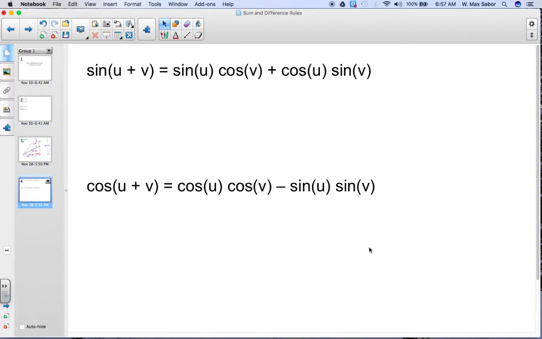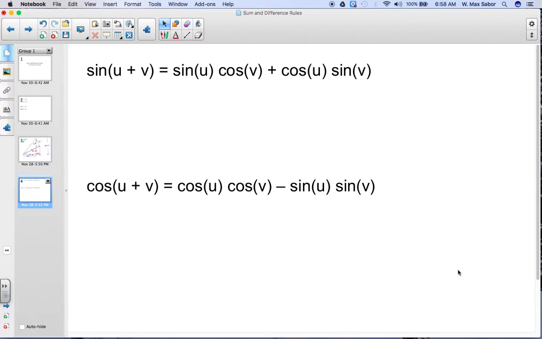Sine of u plus v equals sine of one angle times the cosine of the other angle plus the cosine of the first angle times the sine of the second angle. Please make sure you have these written down. And cosine of u plus v equals cosine of u times cosine of v minus the sine of u sine v.